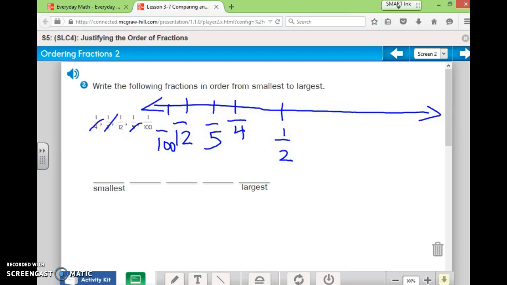So I'm thinking about what would I rather have? Half a pizza, sharing it with just 2 people. So that's going to give me more pizza than if I shared it with 4, 5, 12, or 100 people. If I'm sharing it with 100 people, that's a really big pizza party.